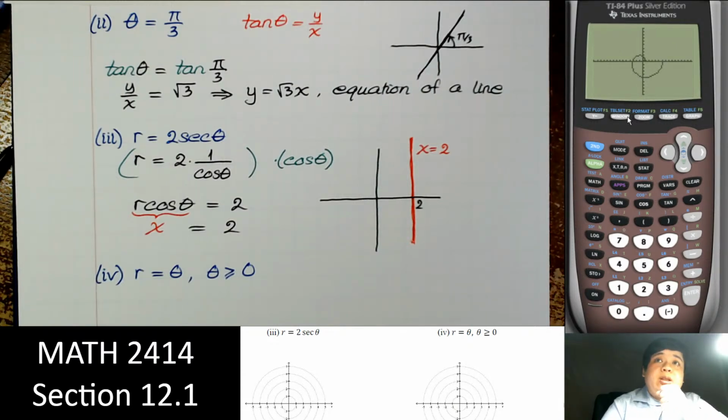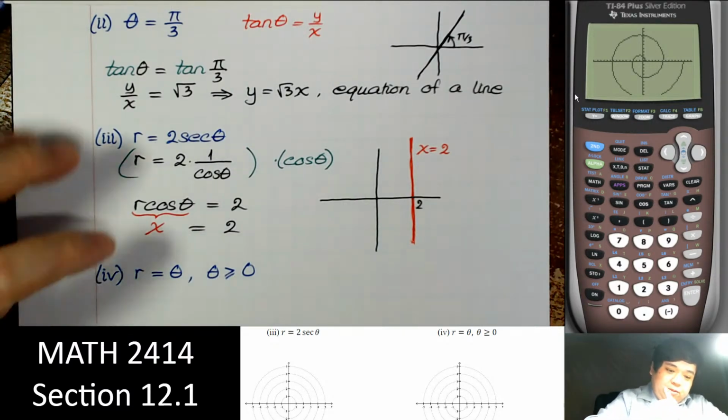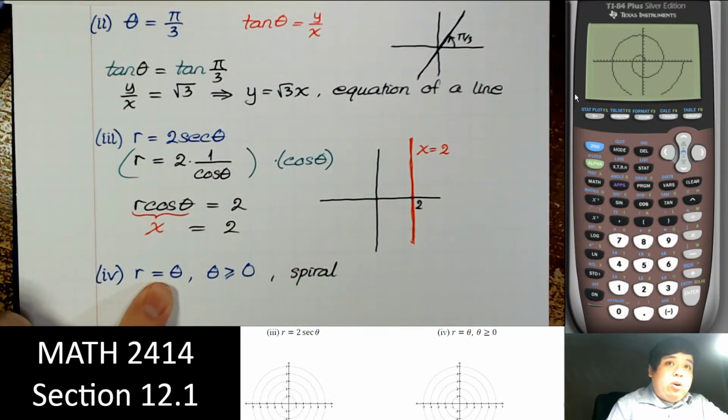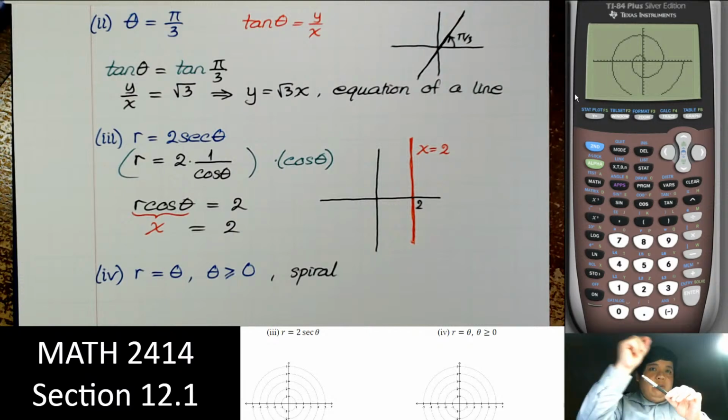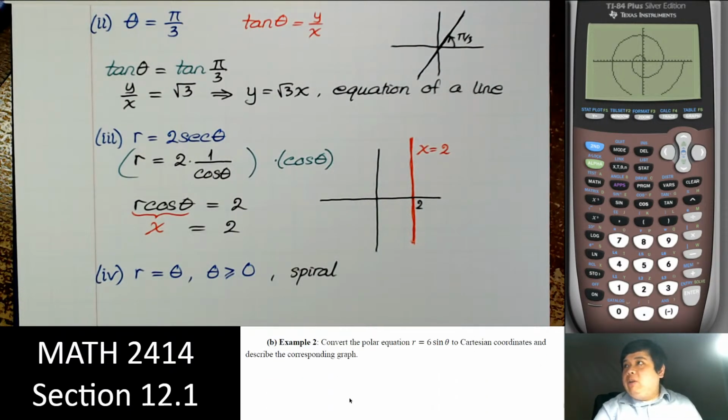However, if we want to increase the window, let's say we go from 0 to 4 pi, and let's see the graph again. It looks like a spiral. If we increase, it will go further and further away from the center. So this is called a spiral, because as the angle increases, the radius increases, so it goes further and further away from the center. The bigger the angle, the bigger the radius.